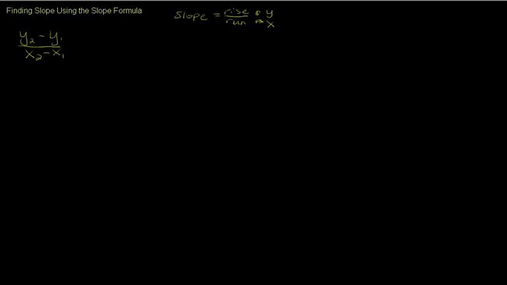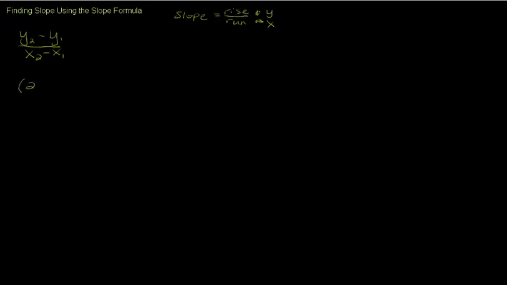So, we have this formula that makes it a lot easier than counting the boxes, because that gets kind of tedious. As you go on in math, you're going to use this a lot more than counting boxes. They're going to give you coordinates instead of a graph. So it is very important to understand this formula, which is not very difficult. So let's do some examples.